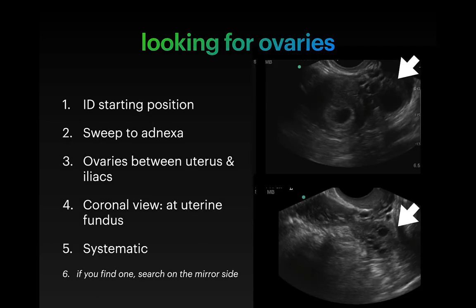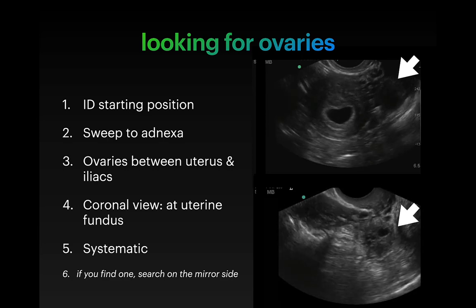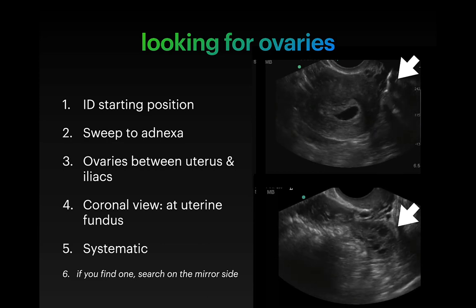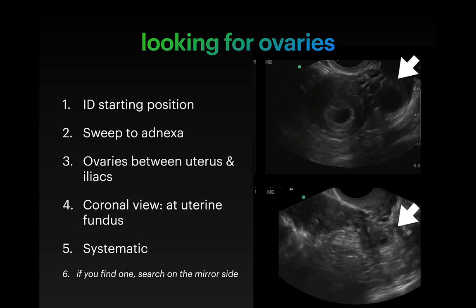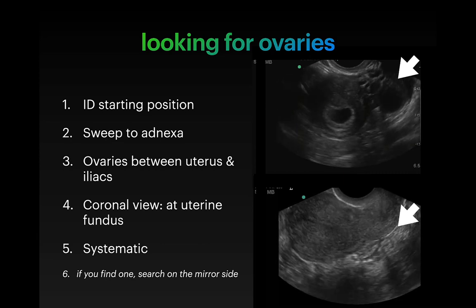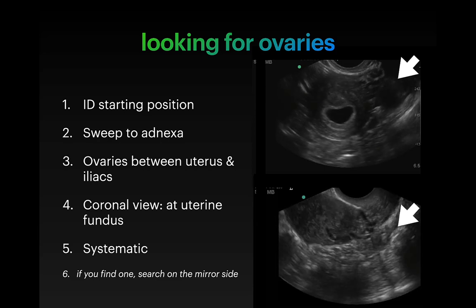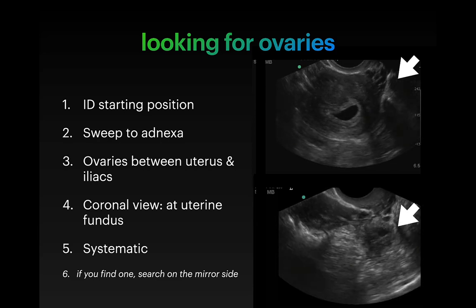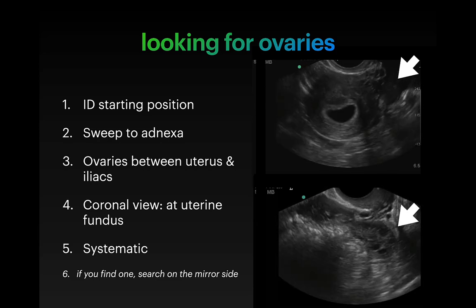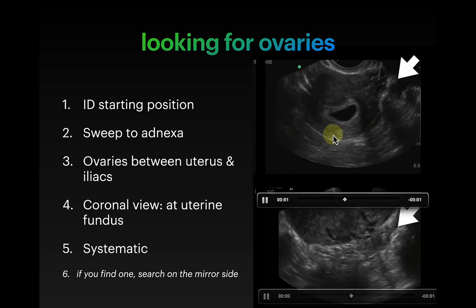When you're looking for the ovaries, I already talked about this in our room at least, you want to start when you've already found the uterus. You don't want to lose the uterus. So you want to look at where your hand is and find out where you're holding the probe. If the patient's uterus happens to be pointed a little bit to their left shoulder and the probe is kind of down a little bit, you want to make sure you can get back to that spot. You want to sweep to the adnexa. You'll look for the ovaries between the uterus and the iliacs. And then the last view is going to be your coronal view.